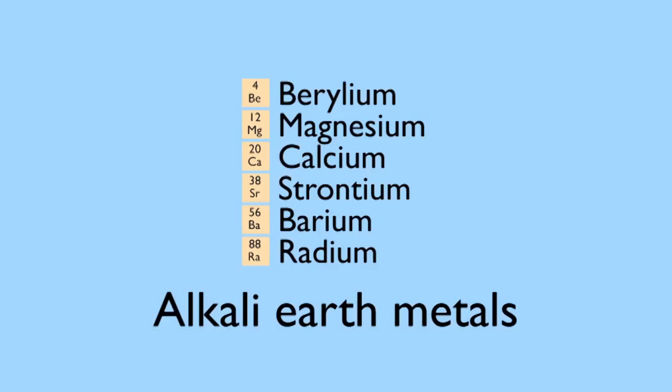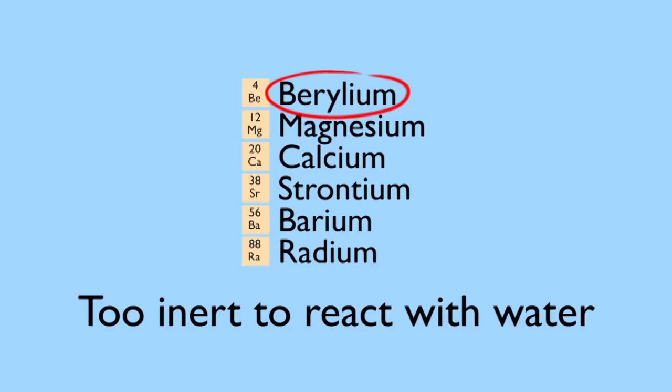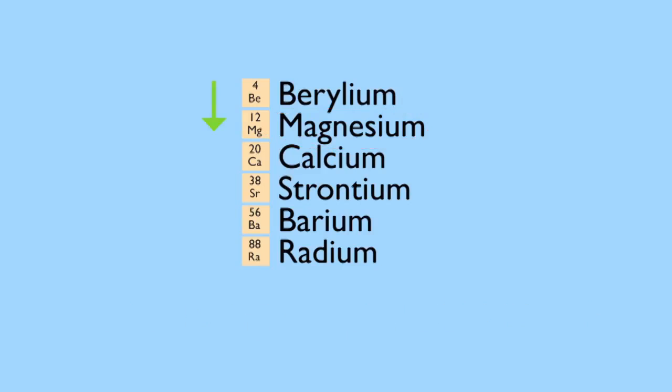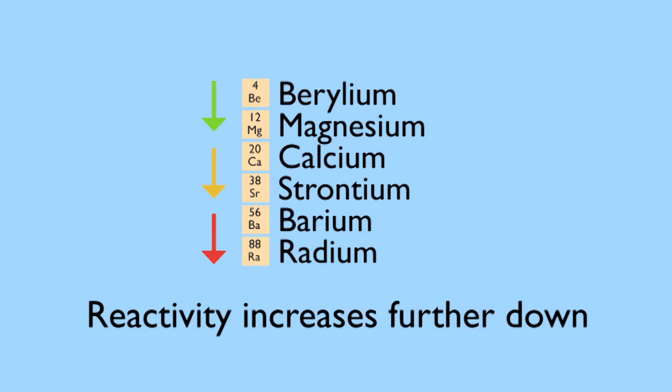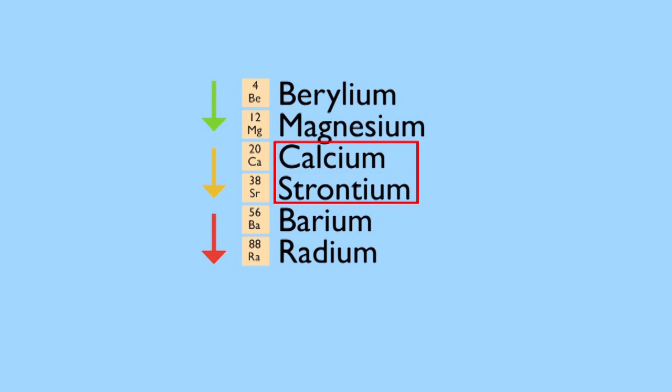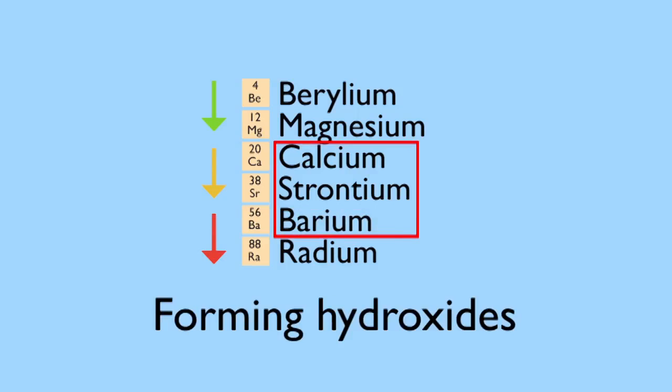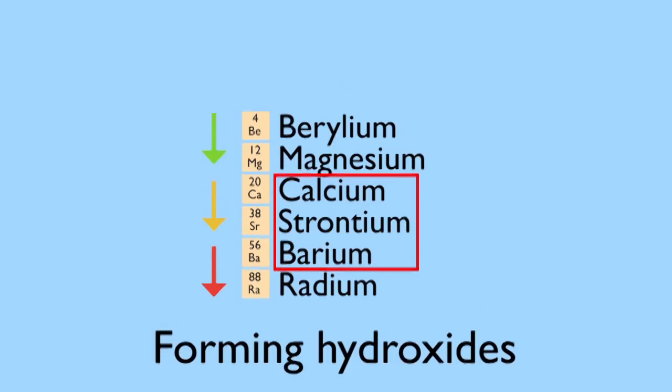Moving on to group 2, the alkaline earth metals, things are a little different. The metal at the top of the group, beryllium, is too inert to react with water. Magnesium just below it reacts only very slightly. But again, consider the reactivity trend. It increases going down the group. The elements below, calcium, strontium and barium, will react with water to form their hydroxides, though in each case less vigorously than their group 1 neighbour.